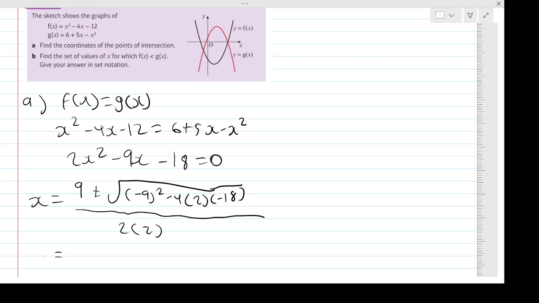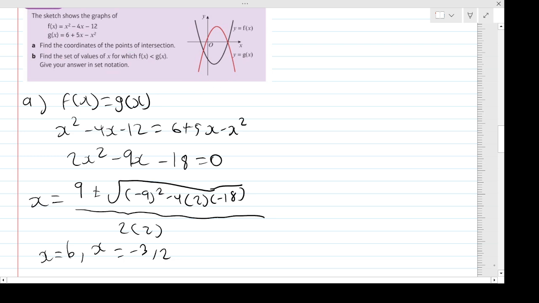X is 6. Or x is minus 3 over 2. Okay, cool. So that's the x values. It said to find the coordinates of the point of intersection. So we need an x, y coordinate. Well, we need a y value.